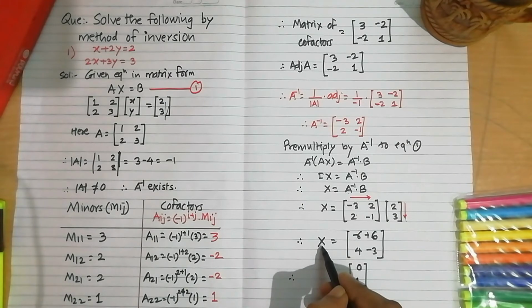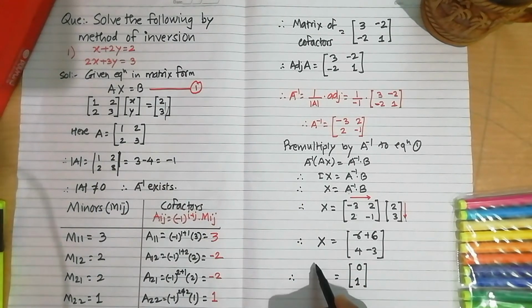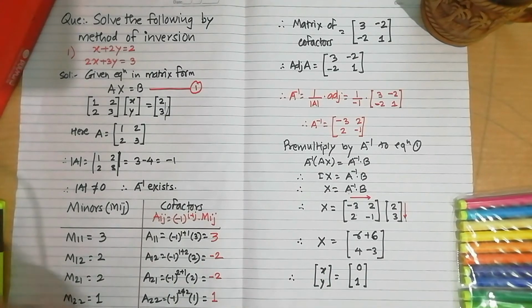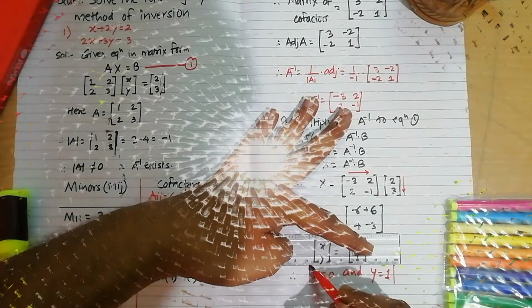Here X means what? Look here, X is the matrix of variables. So it is [x; y], and therefore by using equality of two matrices, you can write X is equal to 0 and Y is equal to 1. You can verify these values by substituting X equal to 0, Y equal to 1 in these equations. These are our final values.